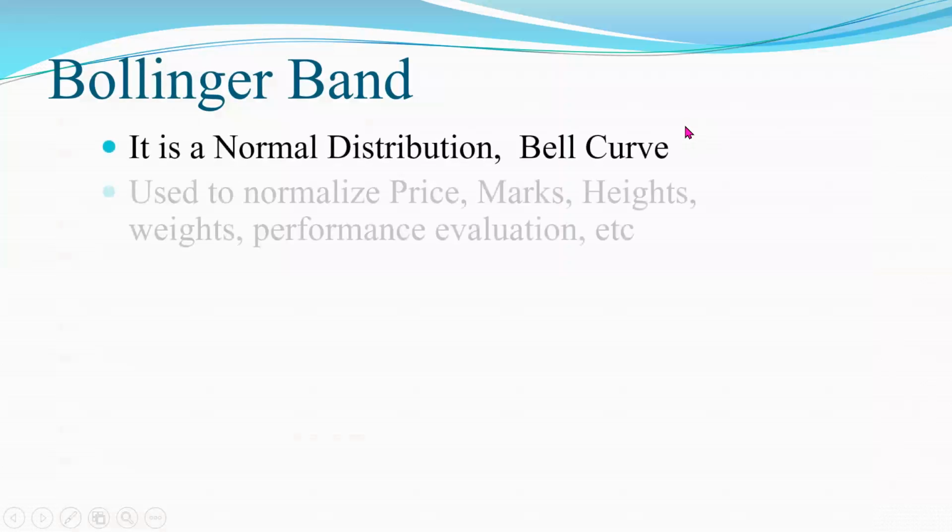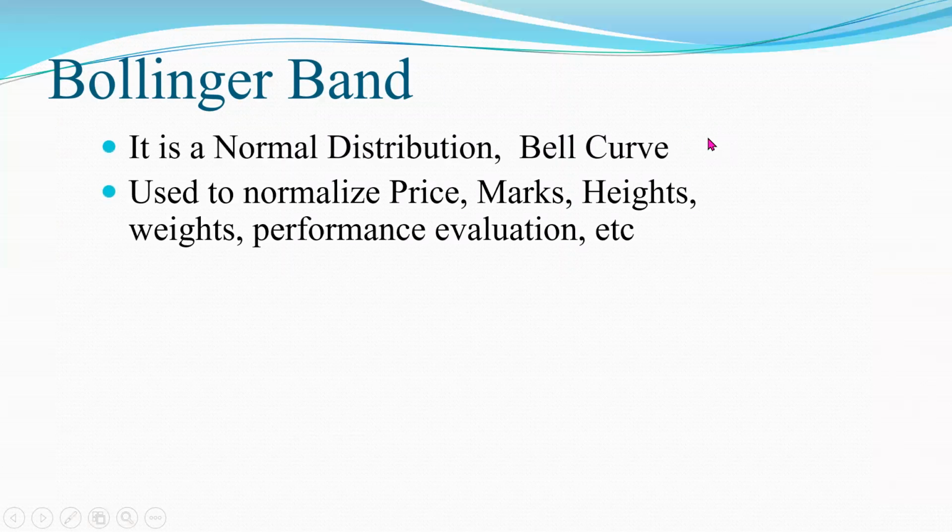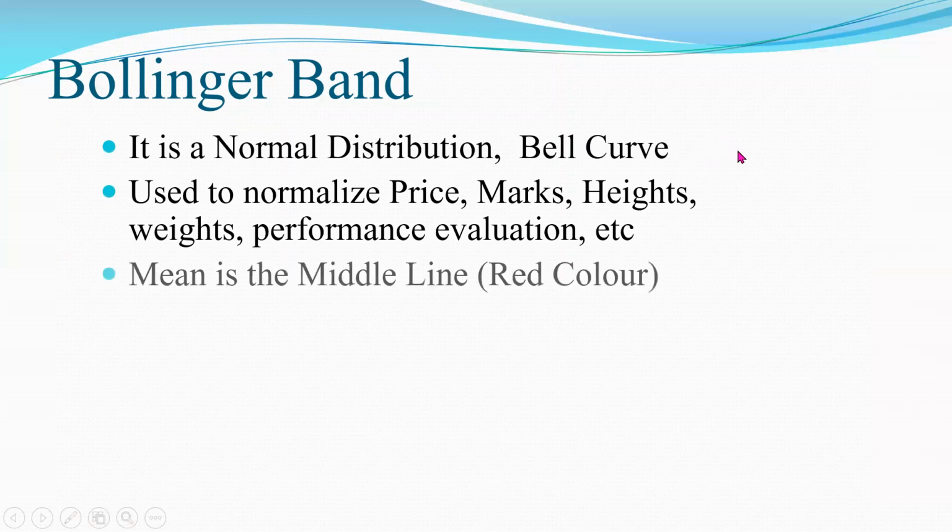So Bollinger Band is a normal distribution curve. It tells you the middle line is your 20 mean, which was your this.